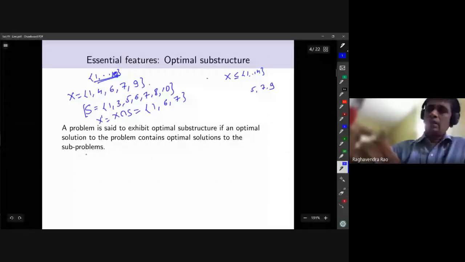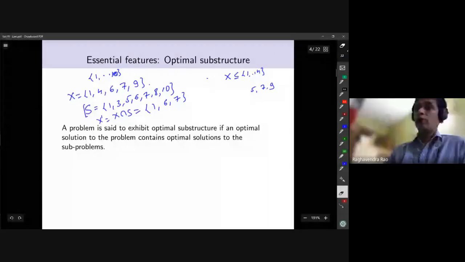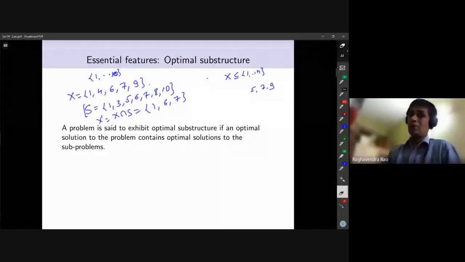Okay, that is all it says. And if you look at it, it's a severe restriction. So this is a property of the problem. This is not a property of your solution. It should be a property of the problem.